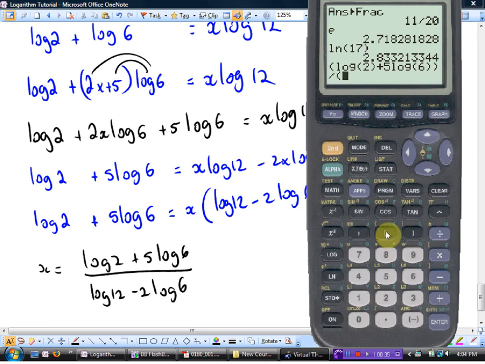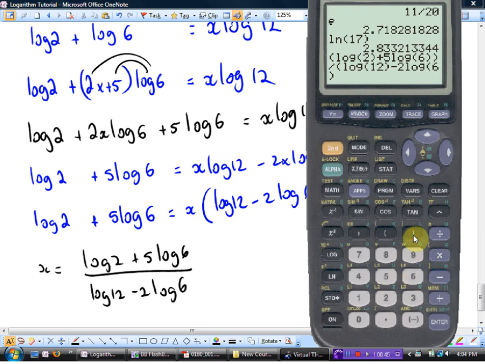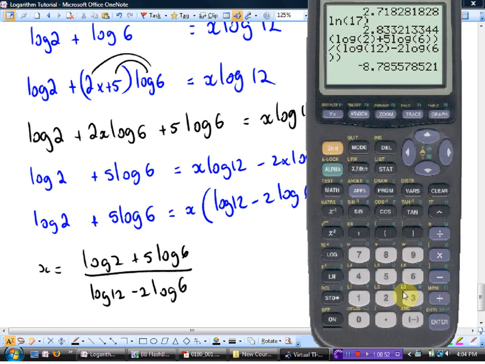Divided by, open bracket, log 12, close bracket, minus 2 log 6. Close bracket for the log, close bracket for the bottom fraction. And that there is the correct answer, negative 8.79, I guess if we round it off to 2 decimal places properly.